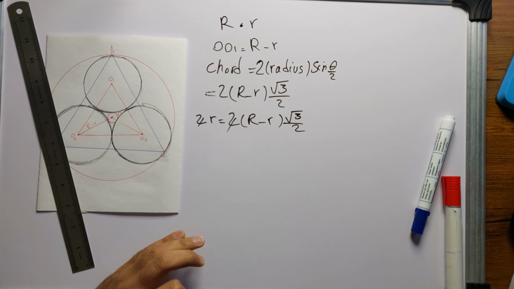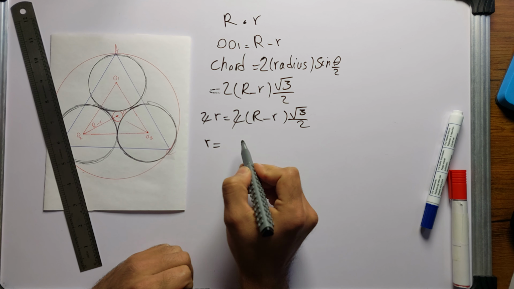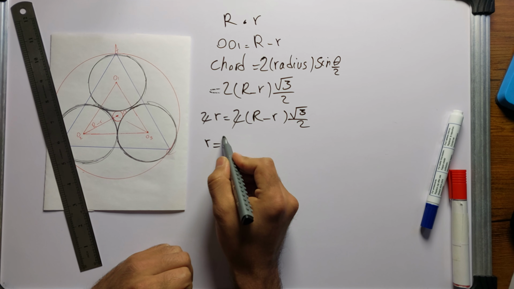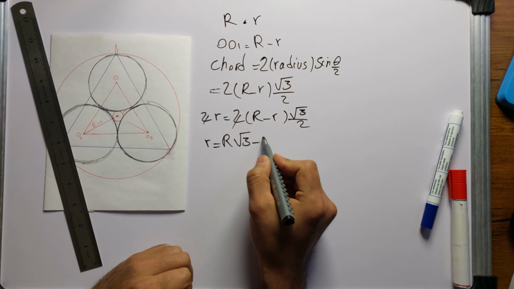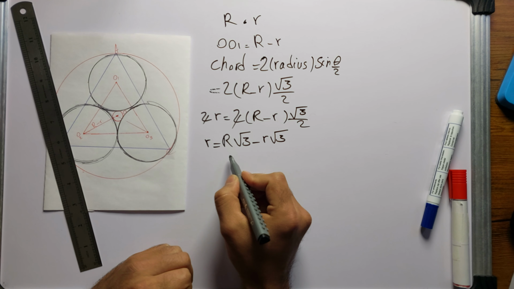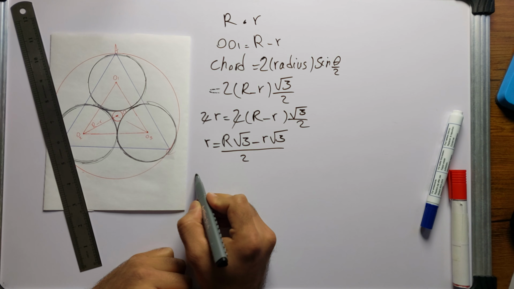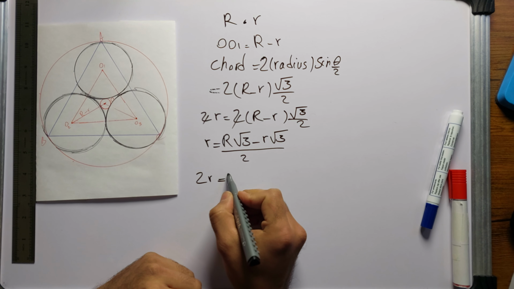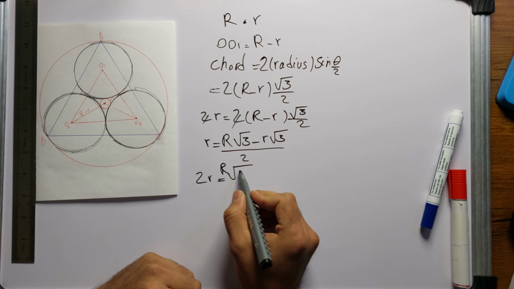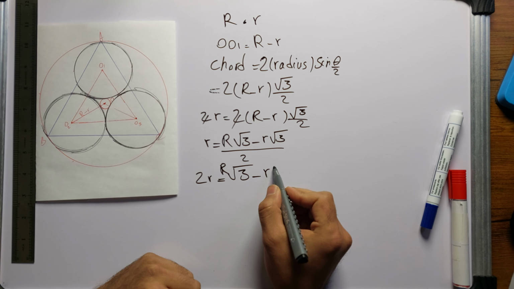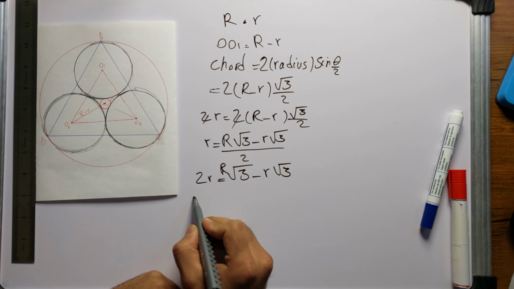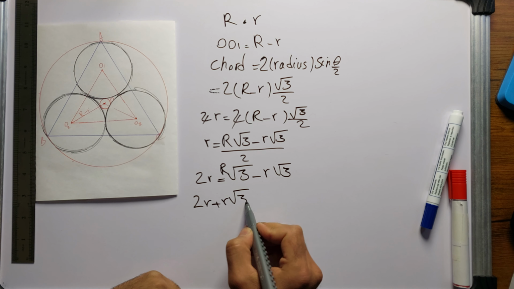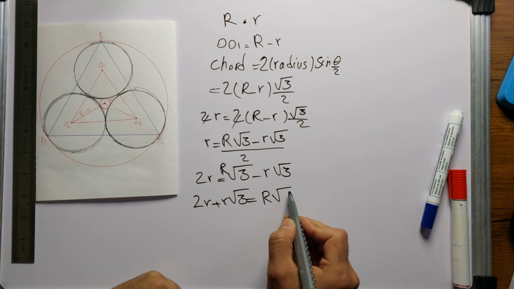So we can cancel this out. So r equals, so let's expand this term here. R square root of 3 minus r square root of 3, then another time 2r, equals R square root of 3 minus r square root of 3. So 2r plus r square root of 3 equals R square root of 3.